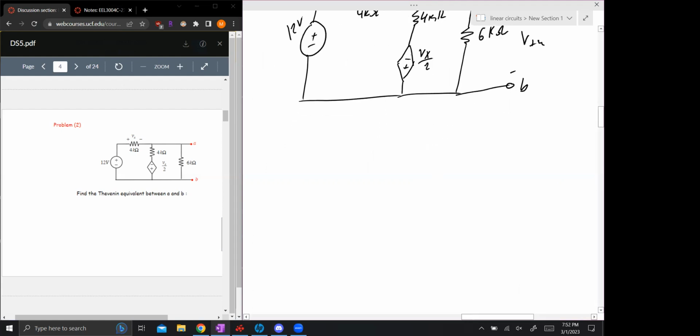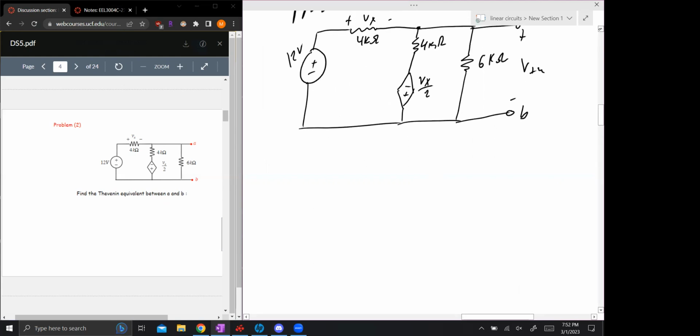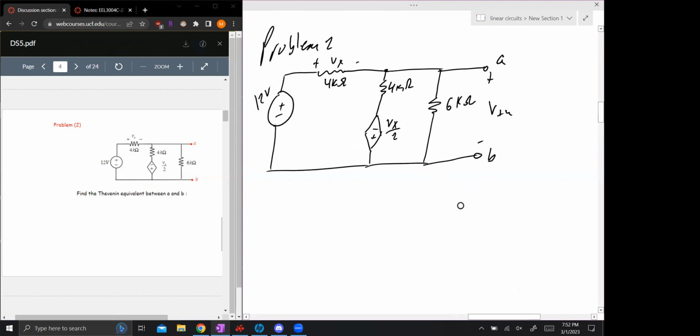Well, the signage on that dependent source kind of trips me up a little bit. But here's what I'm thinking. There's two ways to do this: node voltage or mesh current. First step, find V Thevenin. If we did node analysis, this will be C, this will be B. We'll probably have two equations and we're knocking it out. The one thing that bothers me is that we technically have a node here, which would be D.